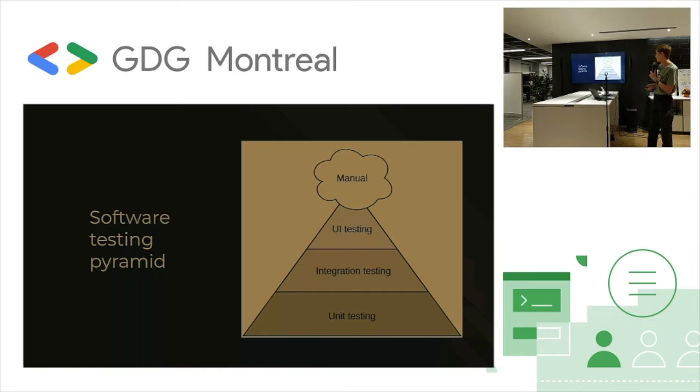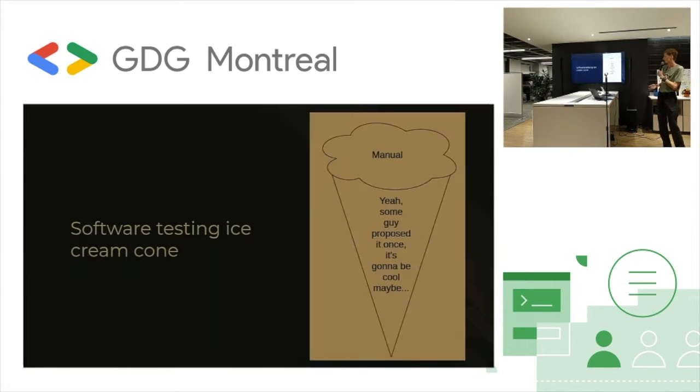Problem is, in most cases, what we see instead of a software testing pyramid is the software testing ice cream cone, where we have manual testing that rules everything, and then some plans maybe of doing automated testing somewhere later.